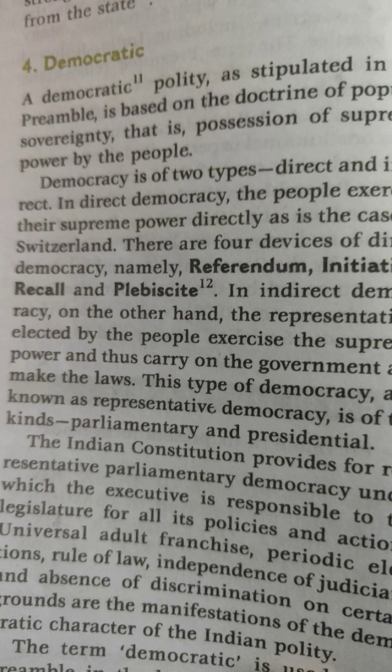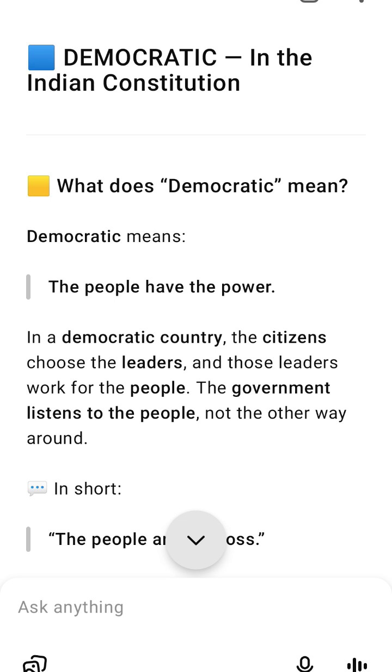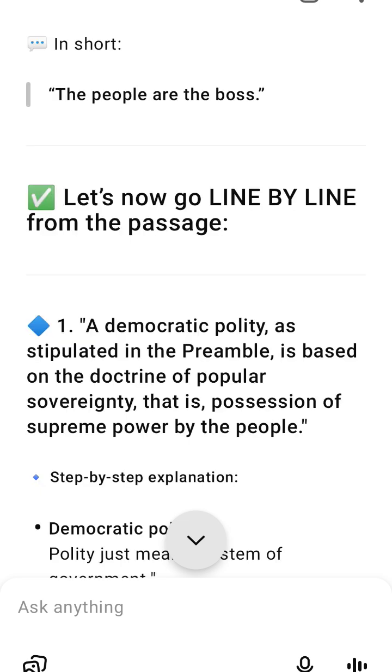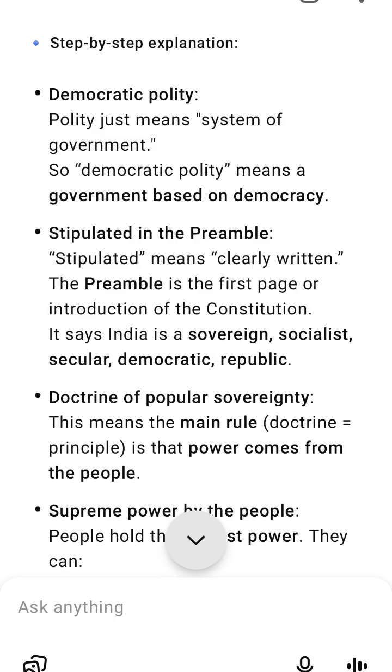Certainly. Here's a great, deep, and detailed summary of the concept of democratic as explained in the Indian Constitution, especially based on the passage you shared. Detailed summary: Democratic in the Indian Constitution.